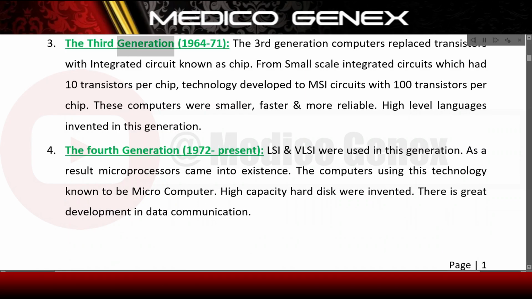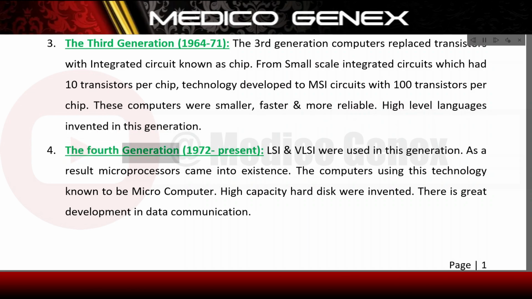The third generation, 1964 to 71. The third generation computers replaced transistors with integrated circuits known as chips. From small-scale integrated circuits, which had 10 transistors per chip, technology developed to medium-scale integrated circuits with 100 transistors per chip. These computers were smaller, faster and more reliable. High-level languages were invented in this generation.